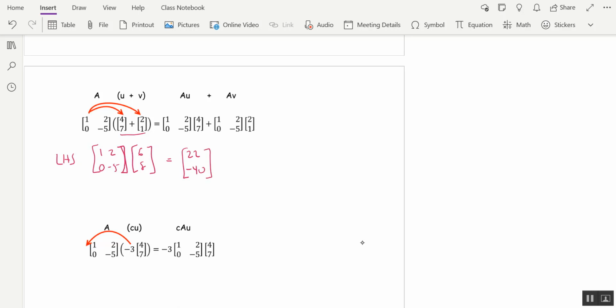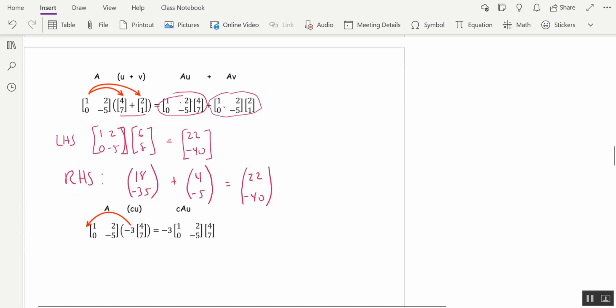Well, that's the same as if you take A and multiply by U, which is 4, 7, take A and multiply by V, and then add those two vectors together. So I'll let you verify that the right-hand side, if you take A and multiply by U, you'll get, I believe, 18, negative 35. And if you take A and multiply by V, you get 4, negative 5. Add those together, and you get 22, negative 40.